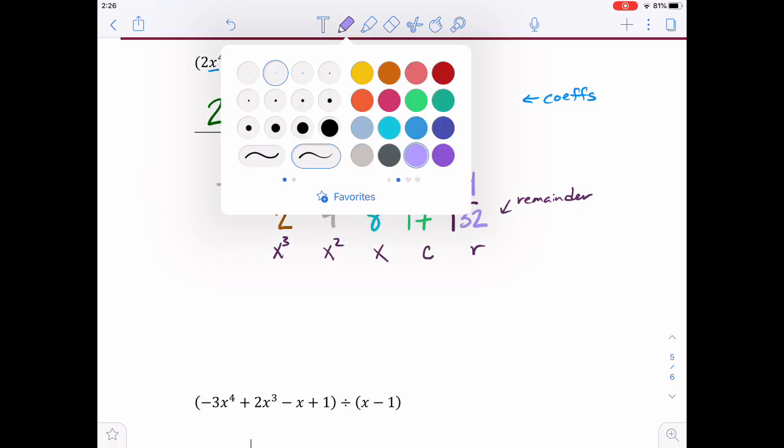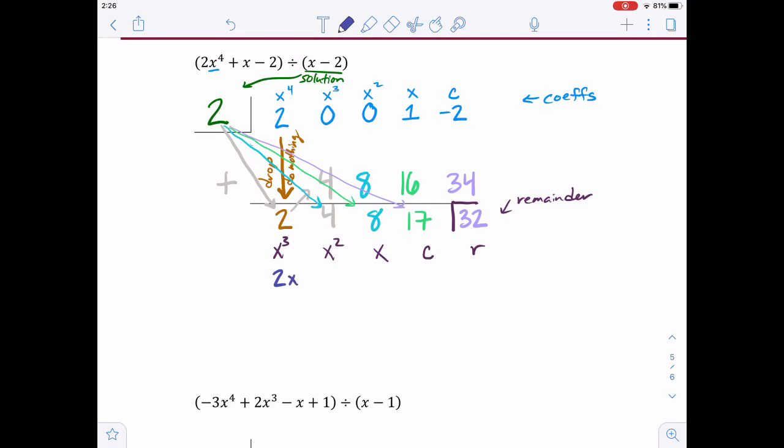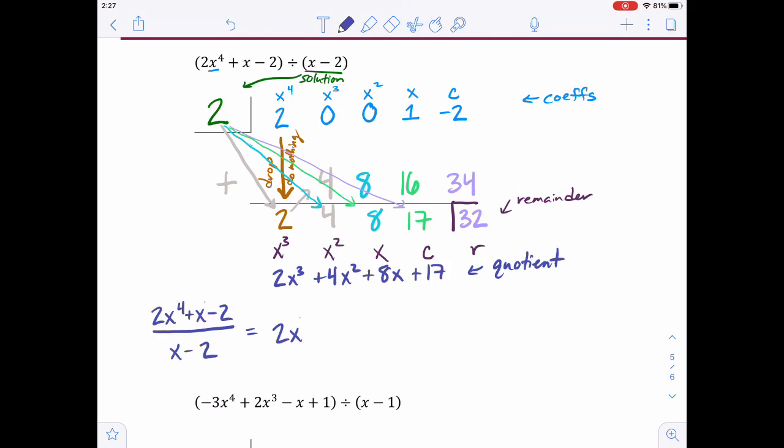Let's write our quotient out. We're going to have 2x cubed plus 4x squared plus 8x plus 17. This is our quotient. I'm just going to write mine out like a fraction. So we have 2x to the 4th plus x minus 2 divided by x minus 2 is equal to our quotient, 2x cubed plus 4x squared plus 8x plus 17 plus our remainder, 32, divided by our divisor, x minus 2.